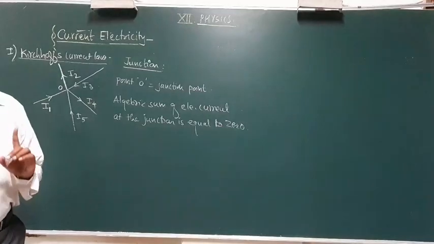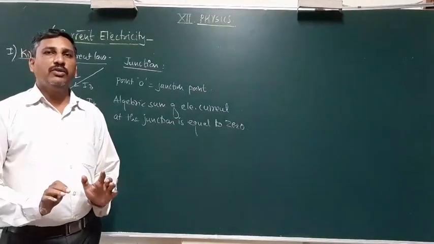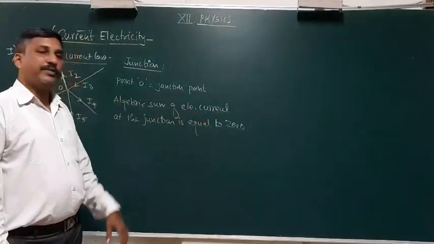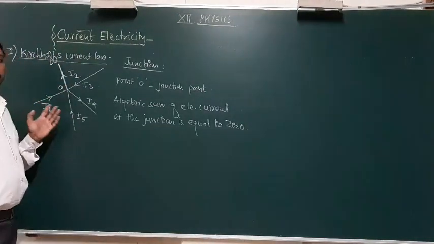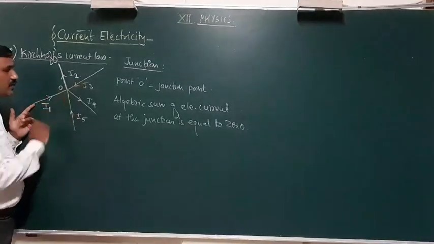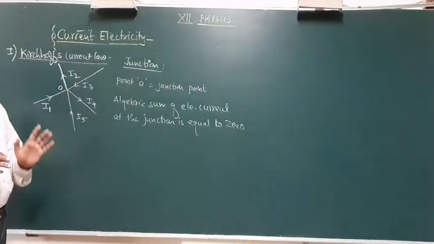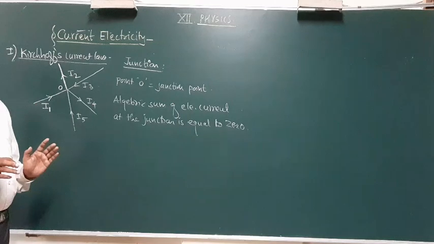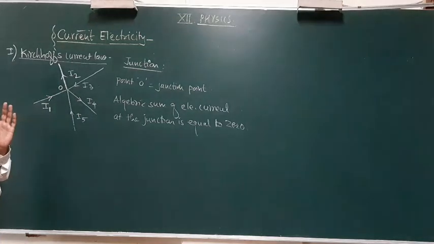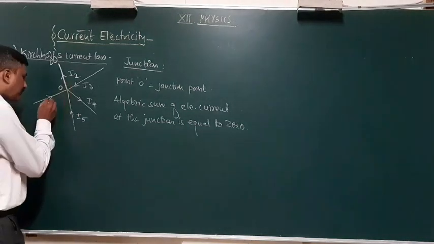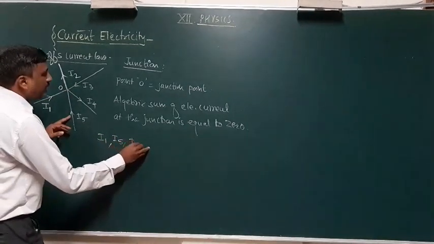Here, remember, current is a scalar type of quantity. Whenever there is a sum of scalar quantities, you take the algebraic sum. Someone says, no, current is a vector because directions are shown. No, there is a specific direction for electric current, but it never follows the laws of vector addition. Therefore, electric current is a scalar type of quantity. Everyone remember this.